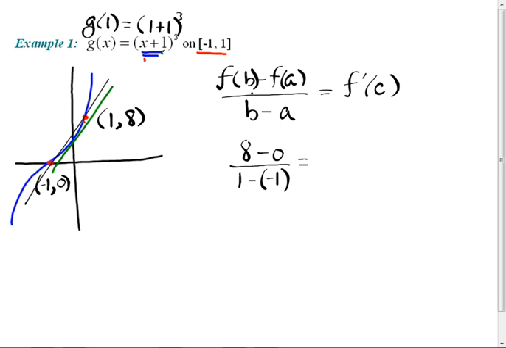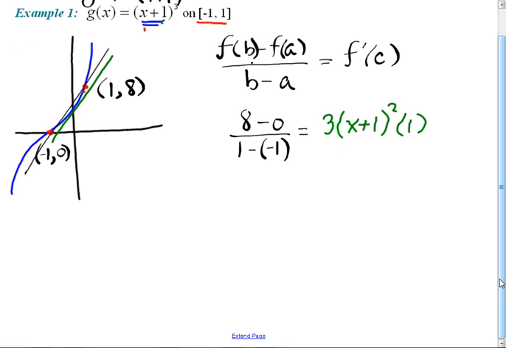Well, that's true, but what's this derivative? 3 times x plus 1 to the what? Second, times the derivative of the inside. No, it's this 1. Okay, let's find x. So this is 8 over 2. Let's find out where that is.